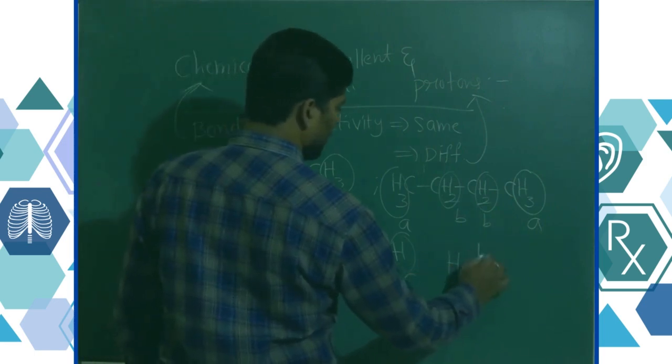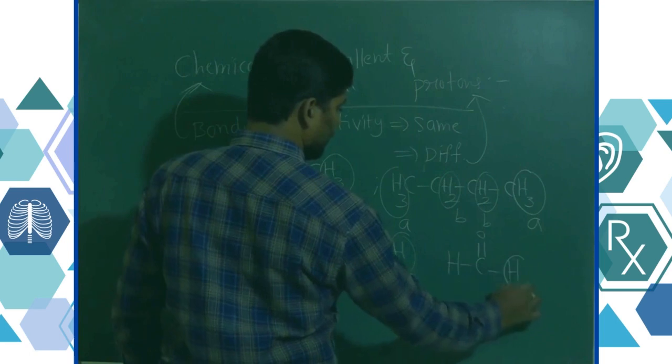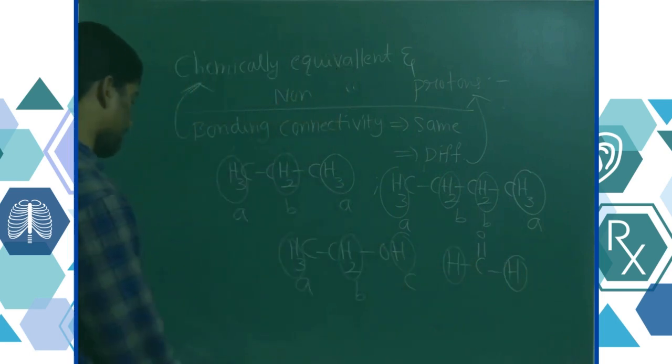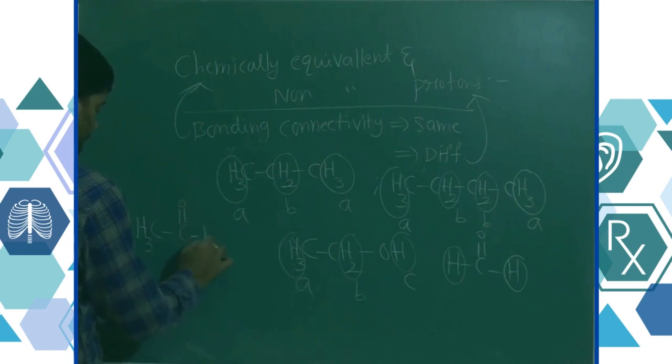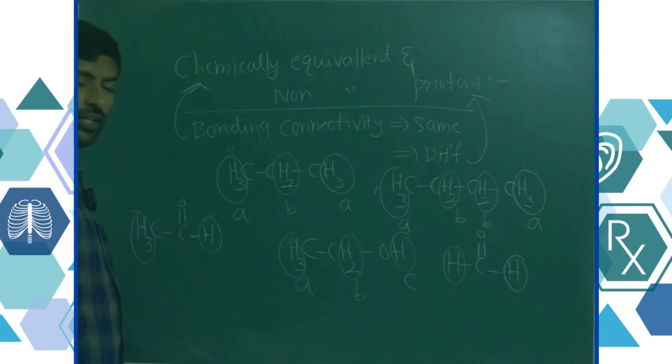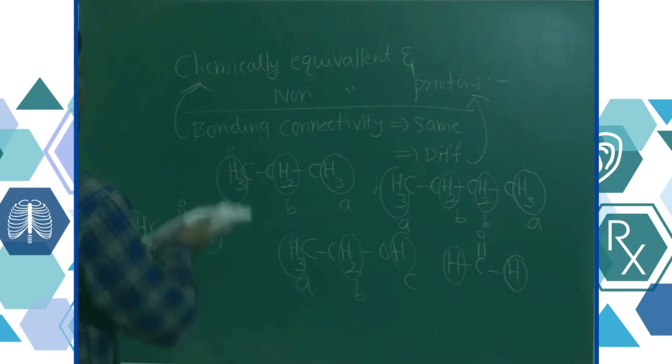If you take formaldehyde, the bonding connectivity is the same, so both are what? Equivalent protons. If you take acetaldehyde, CH3CHO, these two are under different chemical environments. So we get 2 signals, A type and B type.